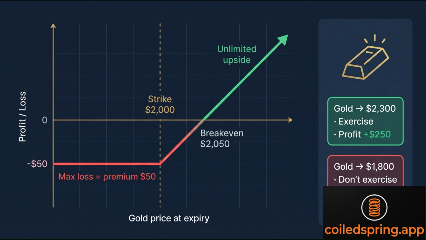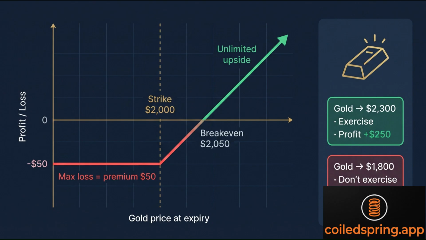Scenario 1. Gold rises to $2,300. You exercise your right. You buy gold at your strike price of $2,000, even though the market is at $2,300. That's $300 of intrinsic value, the difference between where it is and where you locked in. Subtract the $50 premium you paid, and your net profit is $250. Not bad for a $50 bet.